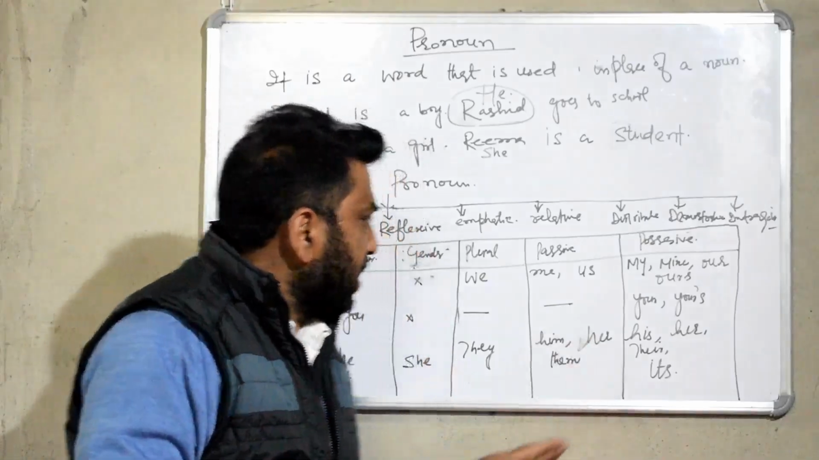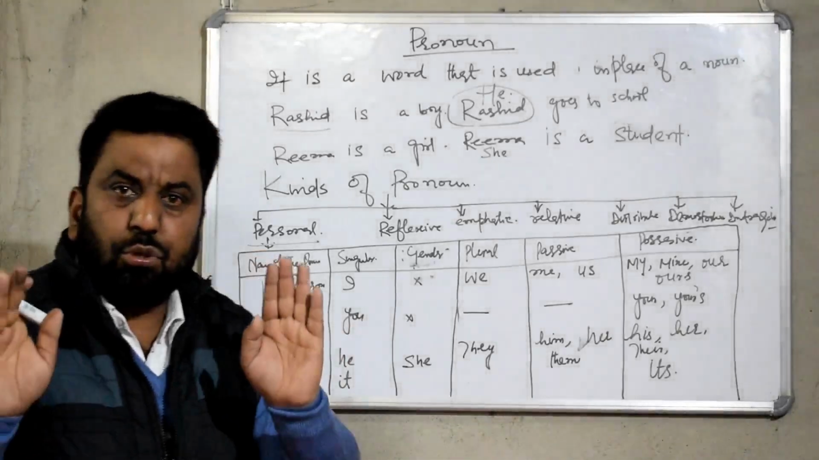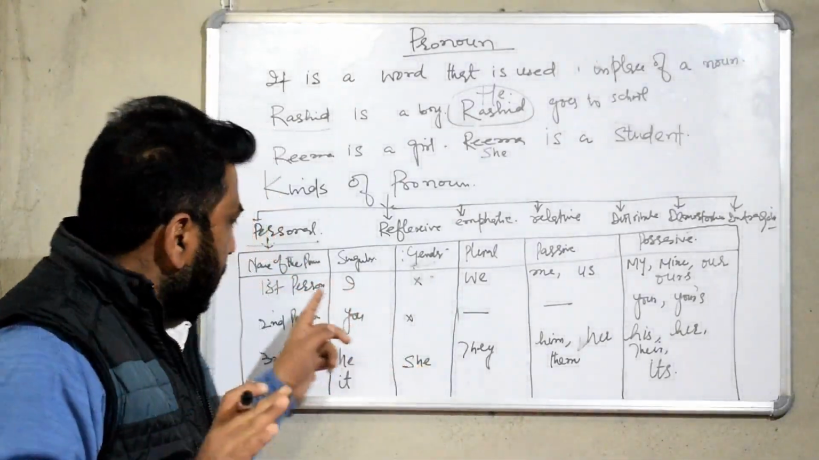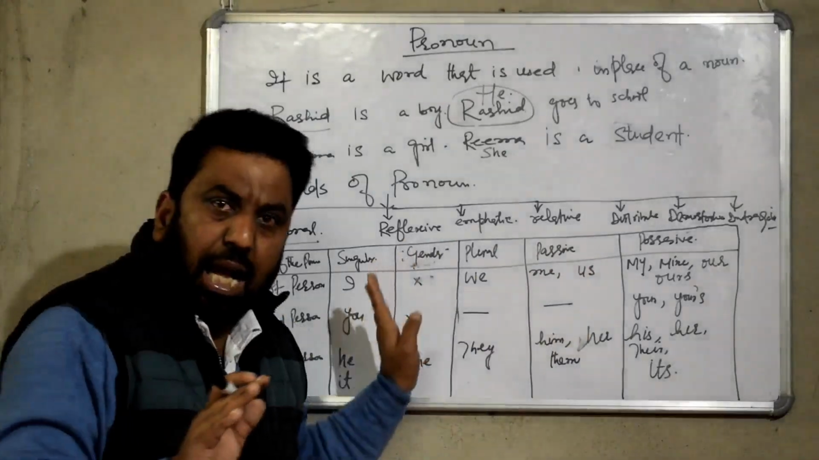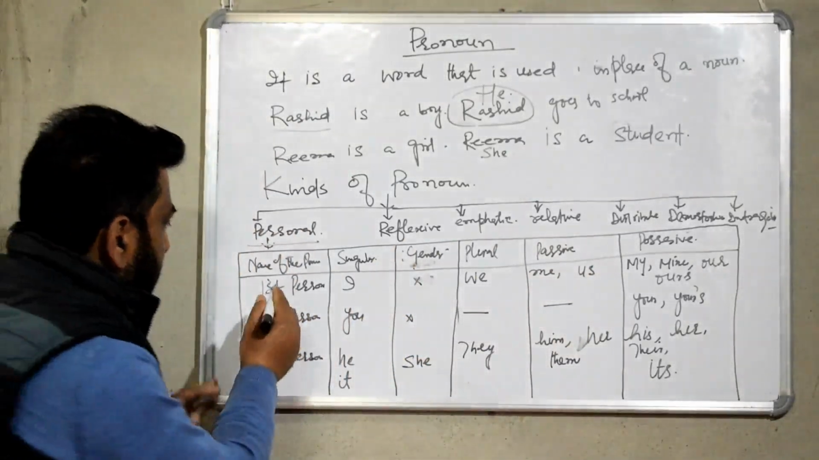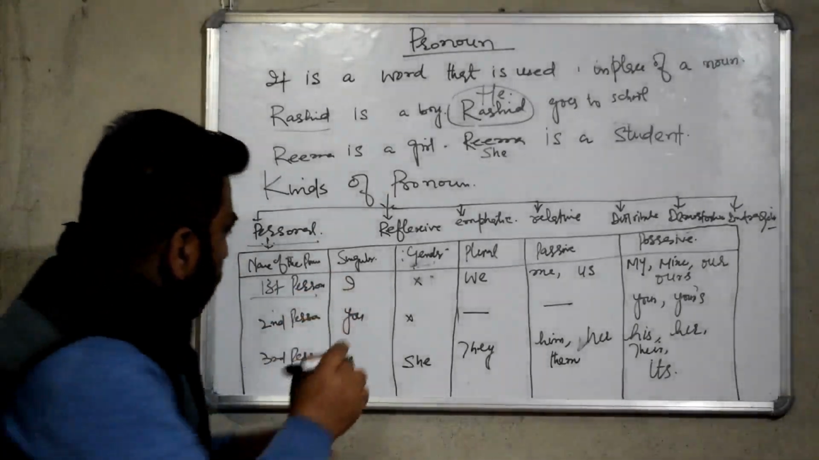Now let us see the chart of this. We have the 3 persons. To say these, we can use different ways. Like that, I have a chart in front of you. Say this is the first person. When we talk about the singular, it is I.